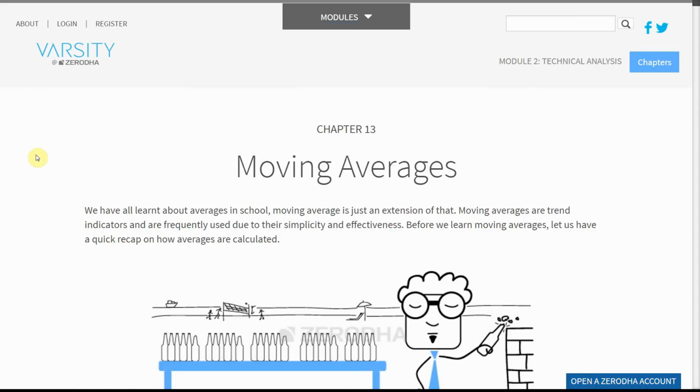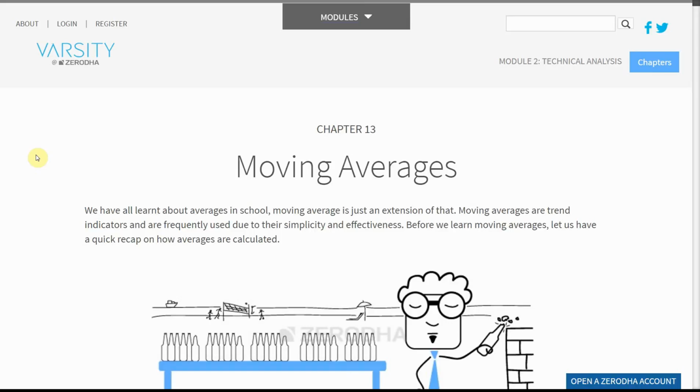Moving Averages. We have all learned about averages in school. Moving average is just an extension of that. Moving averages are trend indicators and are frequently used due to their simplicity and effectiveness. Before we learn moving averages, let us have a quick recap on how averages are calculated.